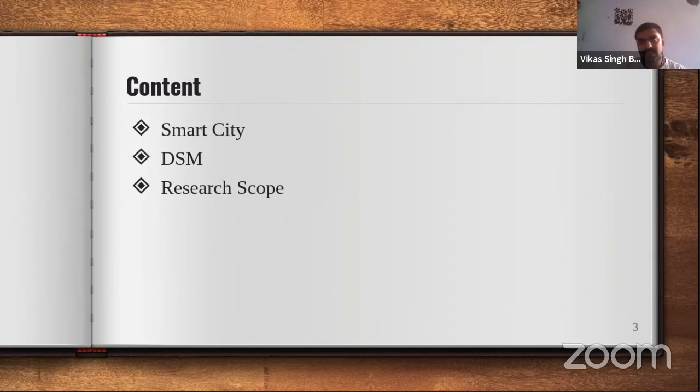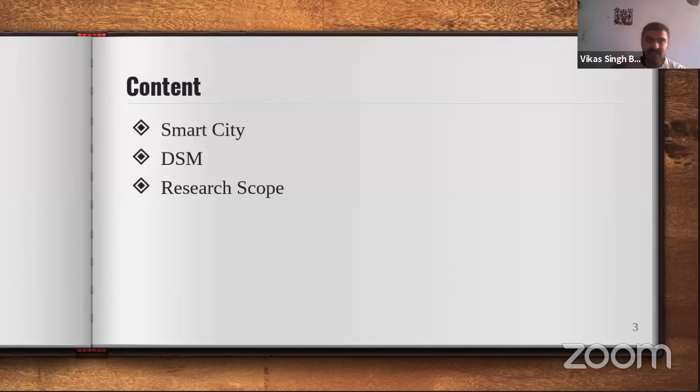I think whenever someone is listening to such a talk or participating in an online webinar, there should be some outcome, in the form of key points they can take away, such as the future area of research that they can go ahead with in that particular direction. So this presentation is divided: first the smart city, then the introduction about DSM, the different DSM techniques that can be used, and then one slide related to the research scope.